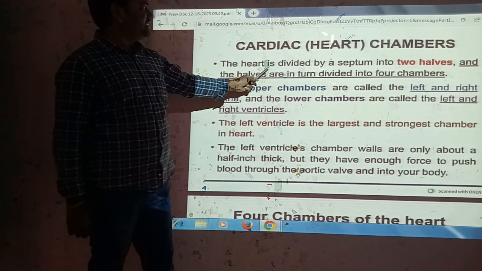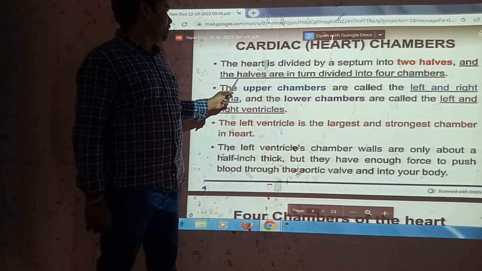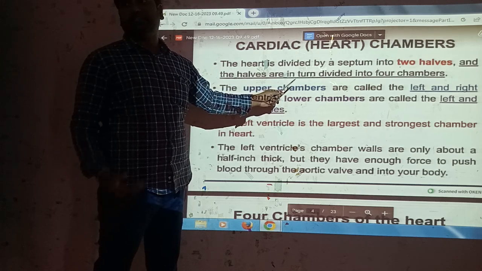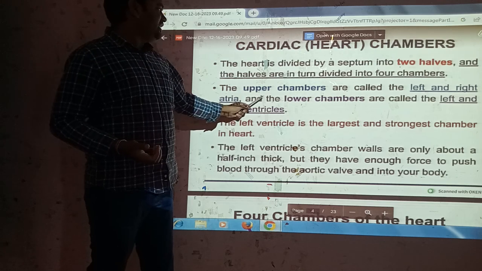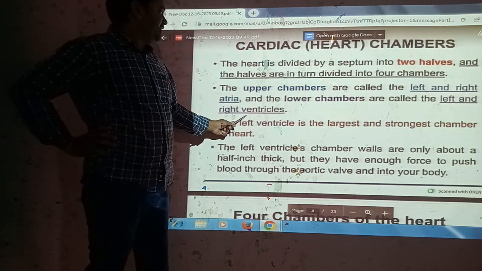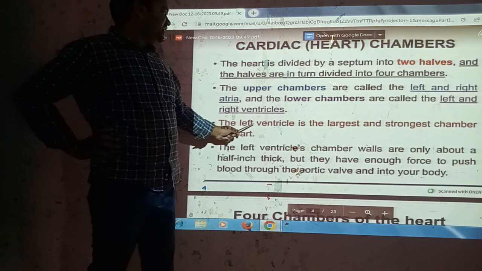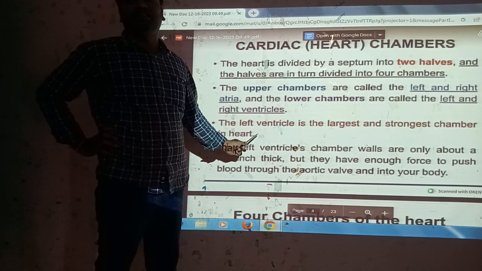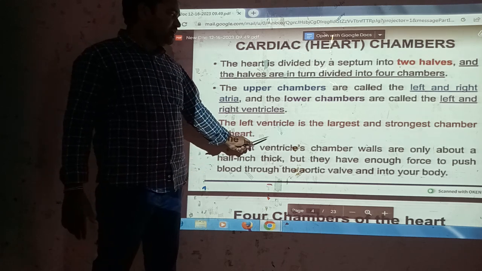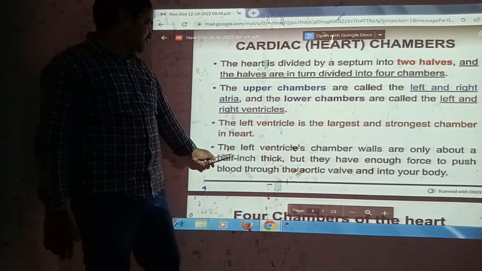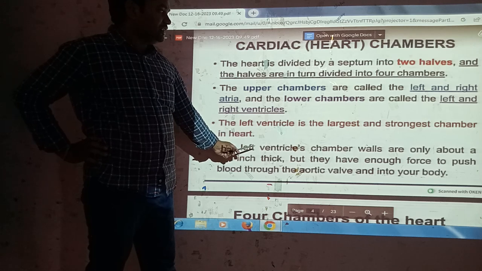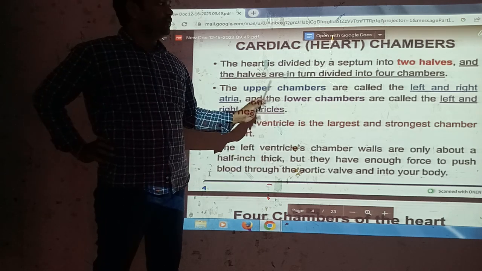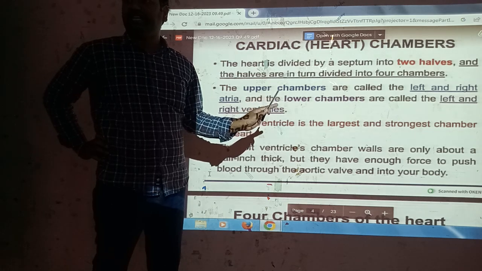The heart is divided by a septum into two halves, and the two halves are in turn divided into four chambers. The upper chambers are called the left and right atria, and the lower chambers are called the left and right ventricles. The left ventricle is the largest and strongest chamber in the heart. Its walls are only about a half inch thick, but they have enough force to push blood through the aortic valve and into your body. So four chambers are present: left atrium, left ventricle, right atrium, right ventricle.